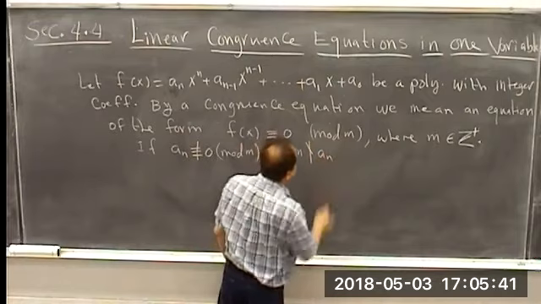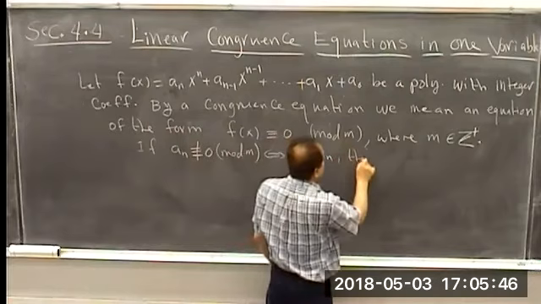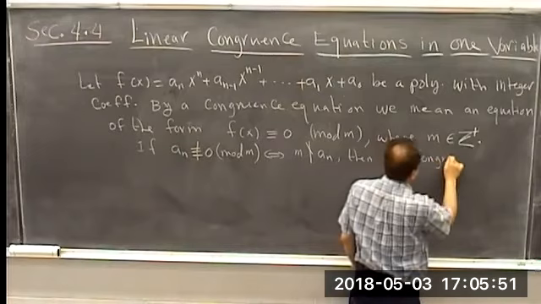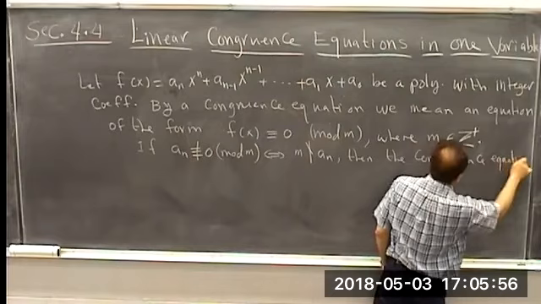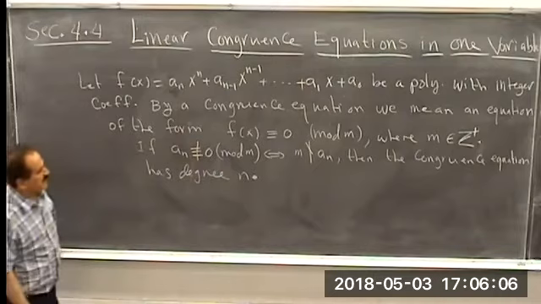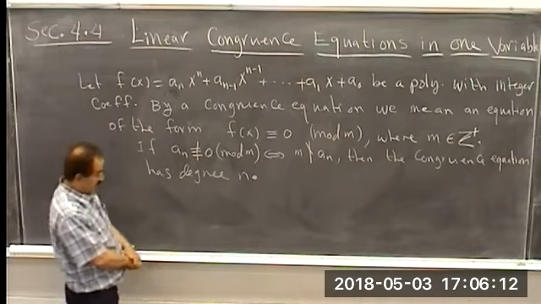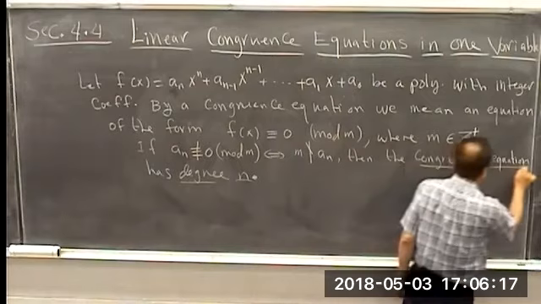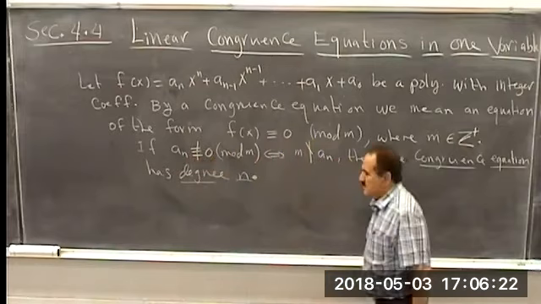Then the congruence equation has degree n. So we refer to the highest exponent, provided that this condition is satisfied, as the degree of the congruence equation. Because if a sub n is congruent to 0 mod m, it means that the first term, the highest term, is equal to 0. This is really what this means.